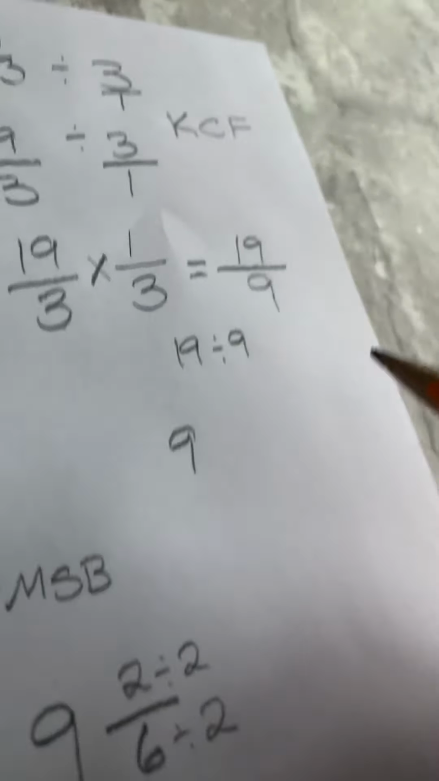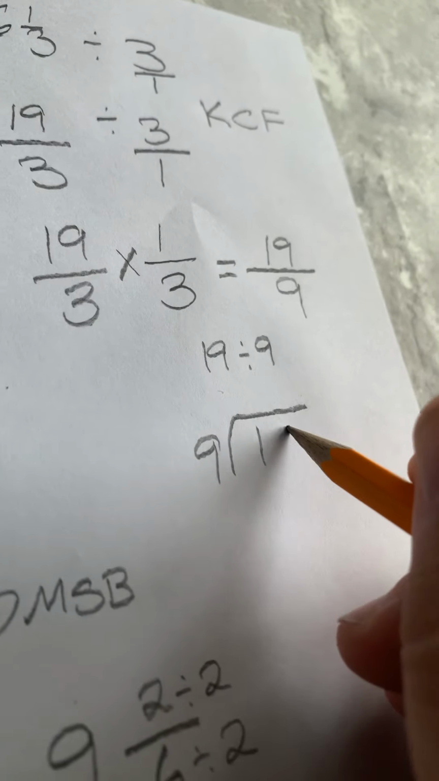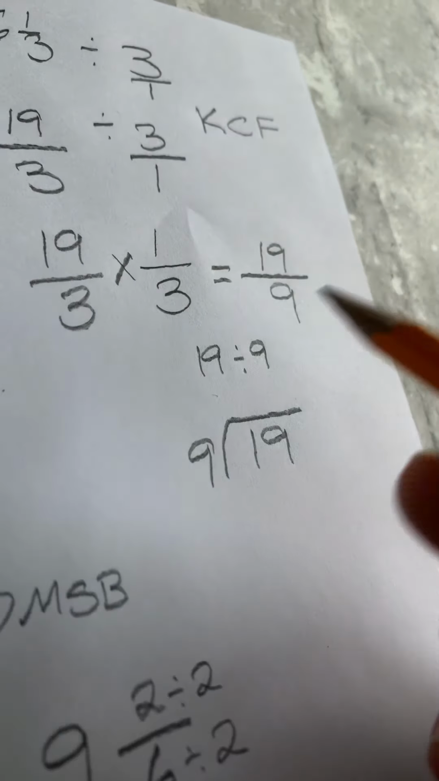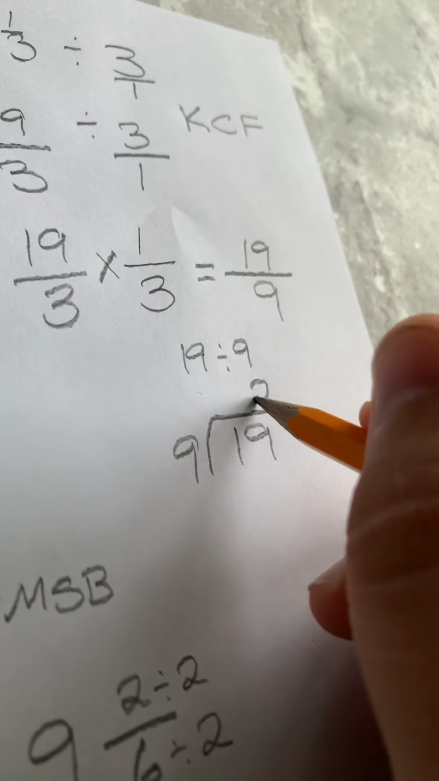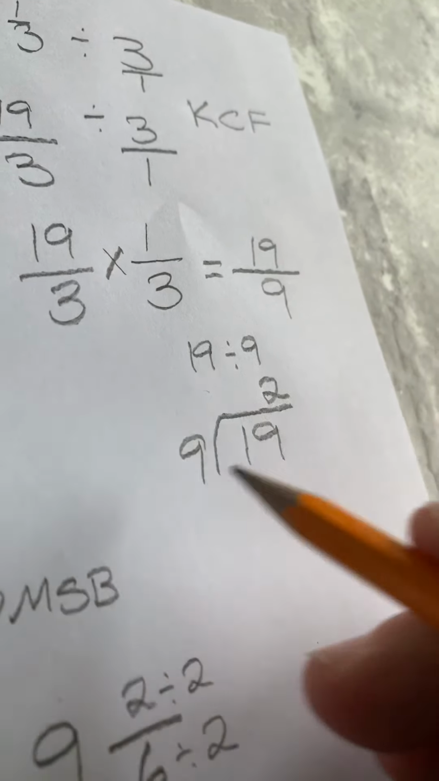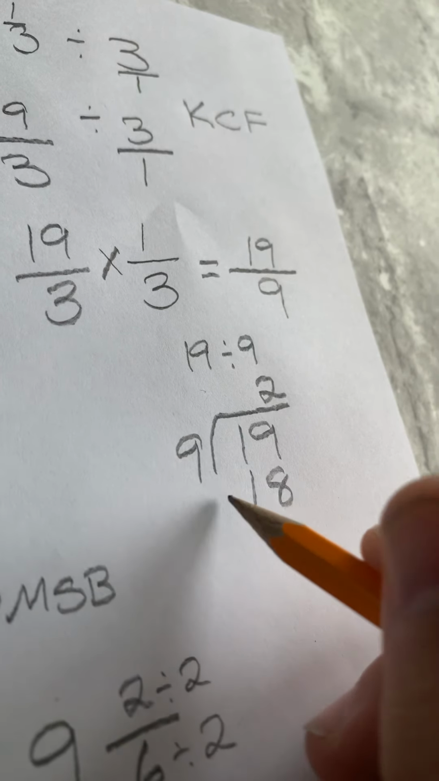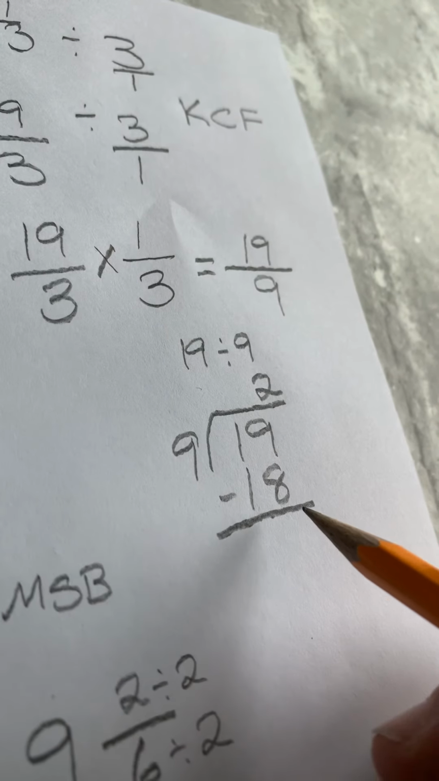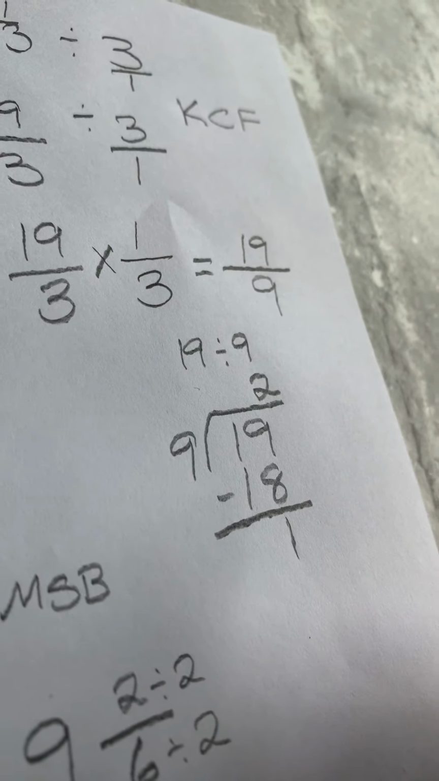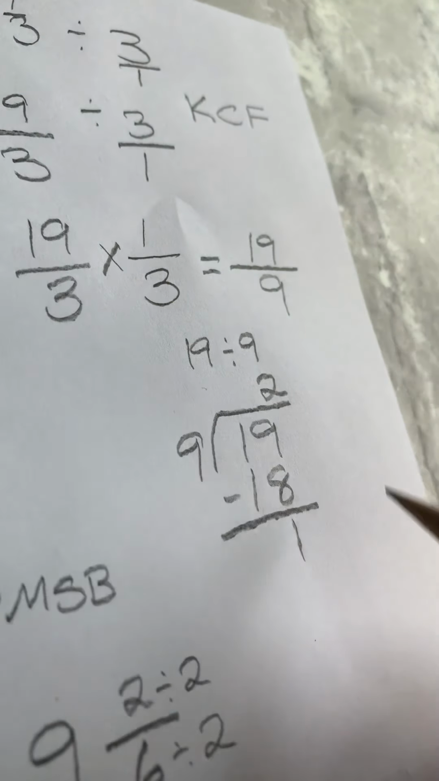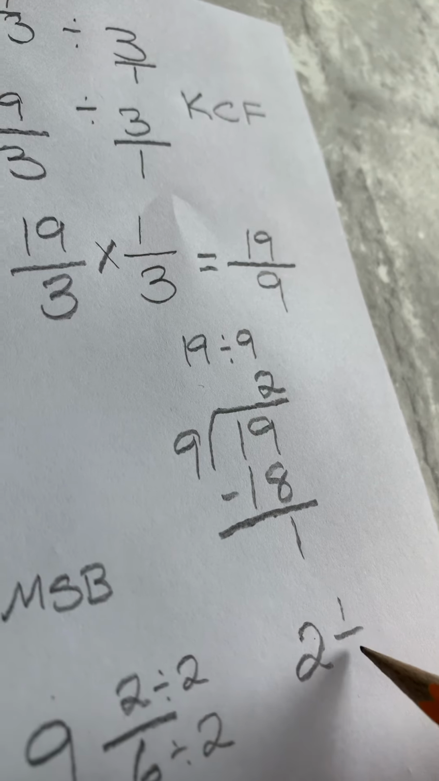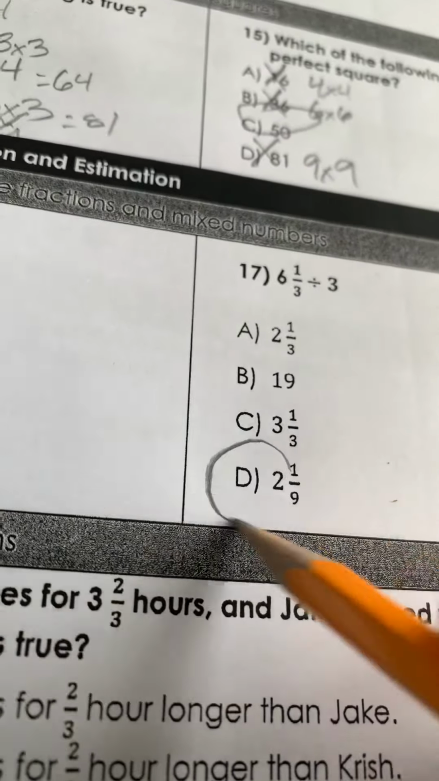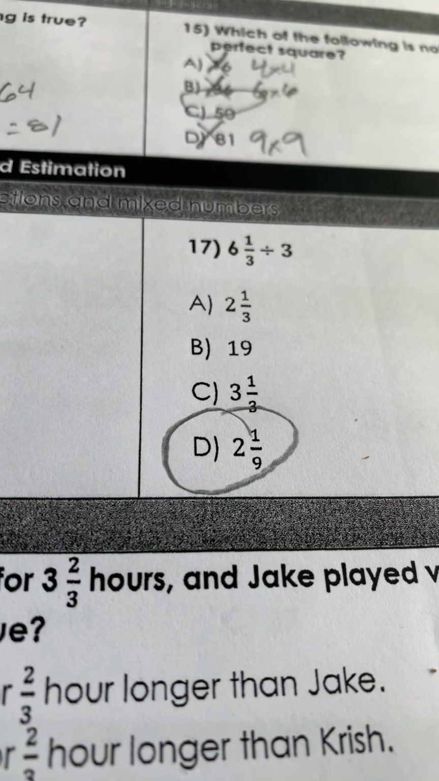That's 19 divided by 9. 9 is going to go on the outside. 19 is going to go on the inside. 9 can't go into 1, but 9 can go into 19 2 times. 2 times 9 is 18. 19 minus 18 is 1. So I get 2 and 1/9.